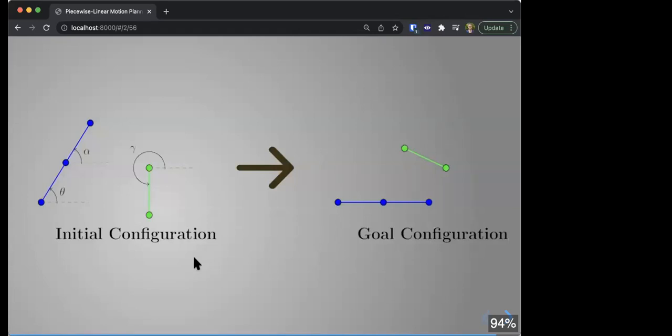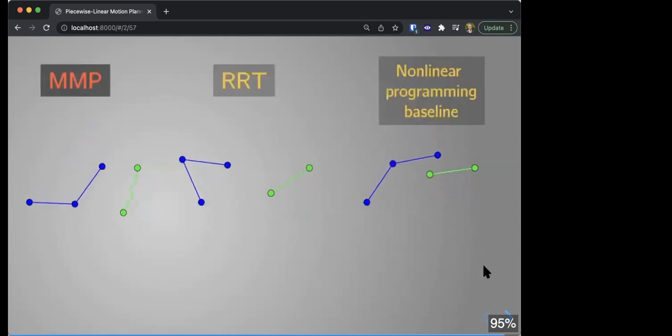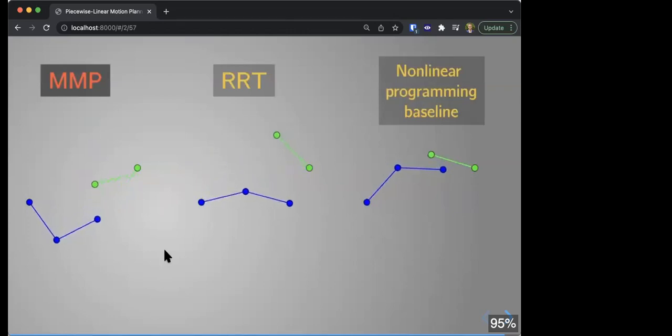Let's say you have two robotic arms with 3 degrees of freedom. You want to get them from the initial configuration on the left to the goal configuration on the right. You can see that these two arms need to collaborate so as not to collide with each other. So let's see how these three methods do.